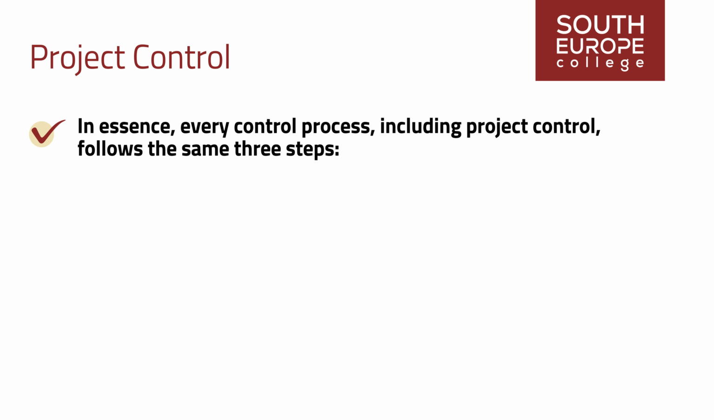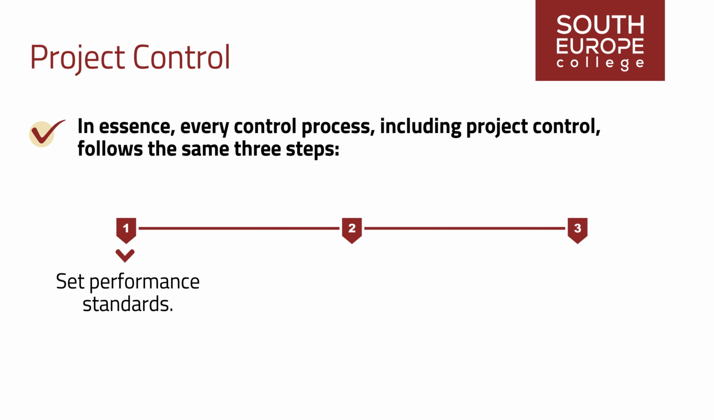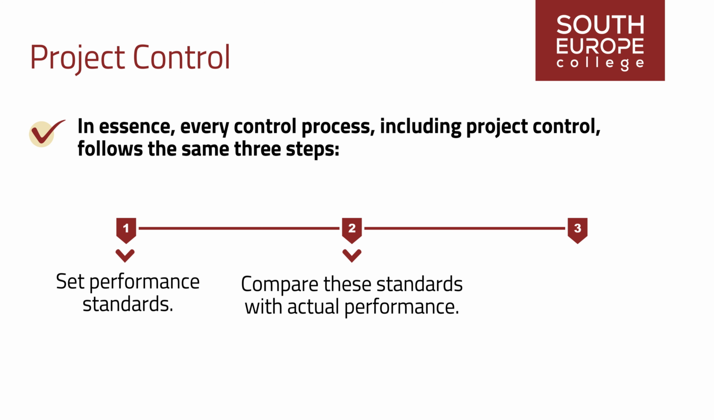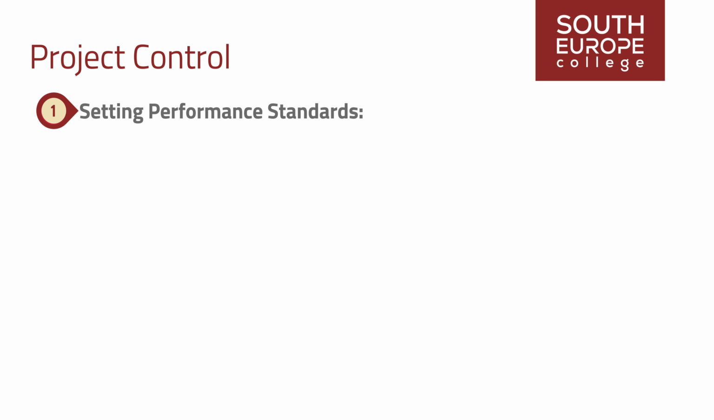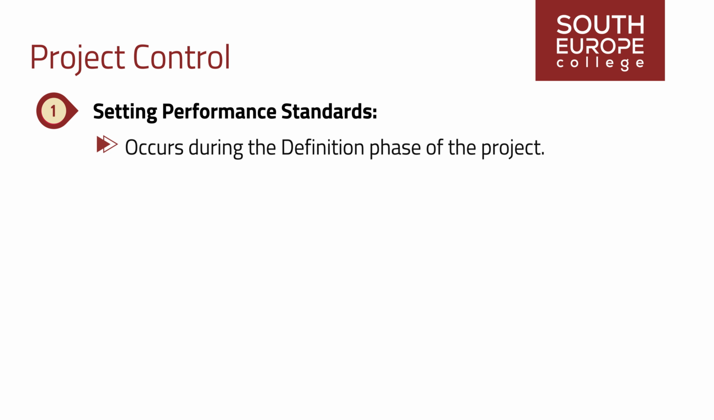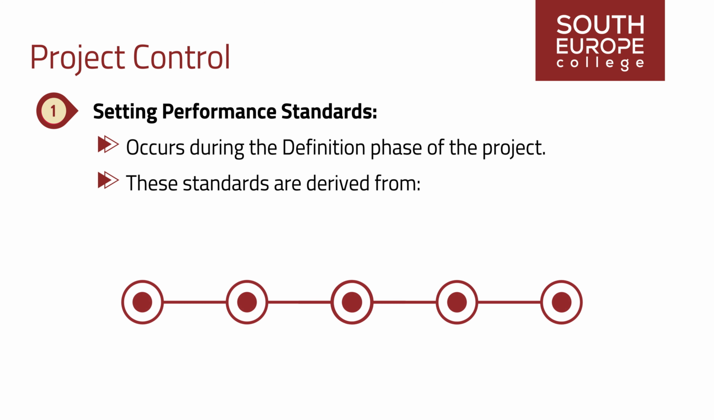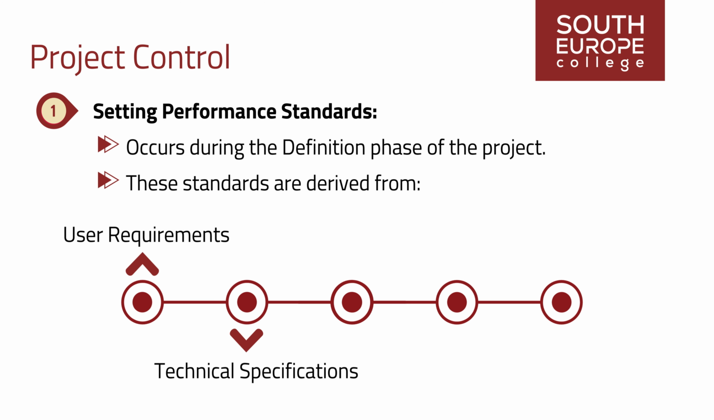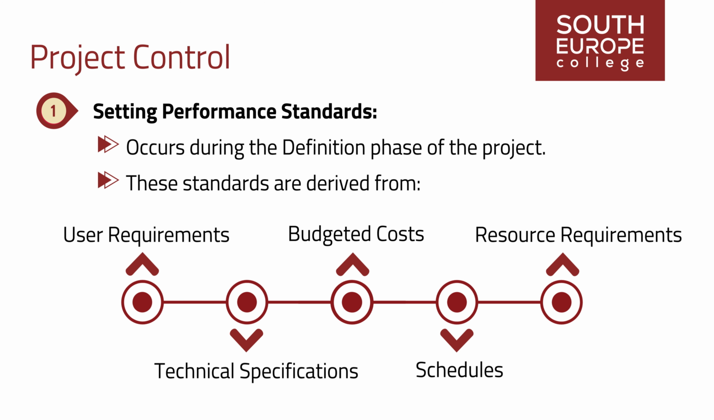In essence, every control process, including project control, follows the same three steps. Set performance standards. Compare these standards with actual performance, and take necessary corrective action. The first step is setting performance standards. This occurs during the definition phase of the project. These standards are derived from user requirements, technical specifications, budgeted costs, schedules, and resource requirements outlined in the project plan.